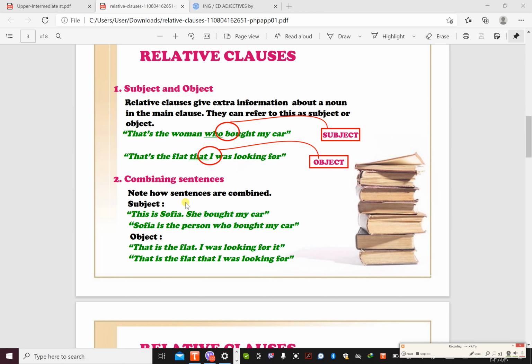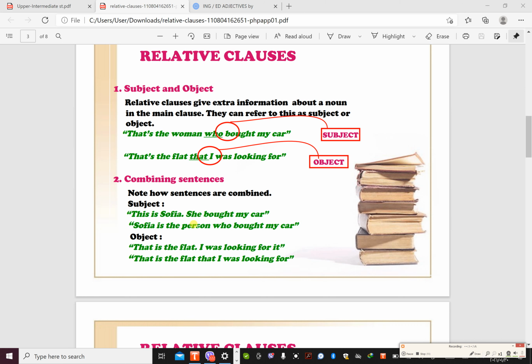Combining sentences, for example, this is another detail when we talk about relative clauses. For example, this is Sophia, she bought my car, okay. So instead of saying these simple sentences, I say: Sophia is the person who bought my car. So where's the subject? Sophia. So that is why I don't need to add any details, any pronoun, to give us the meaning of the subject. So Sophia is the person who bought my car.